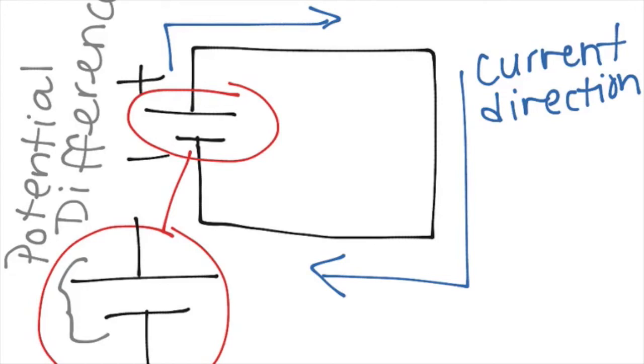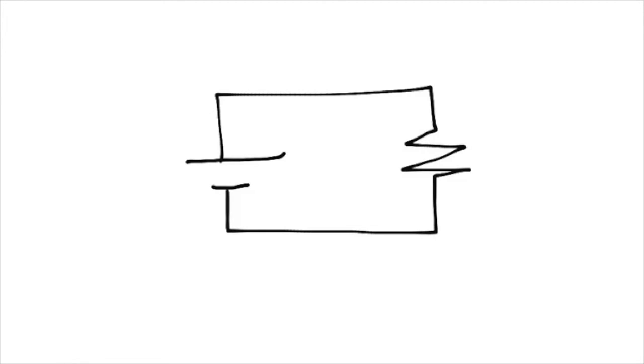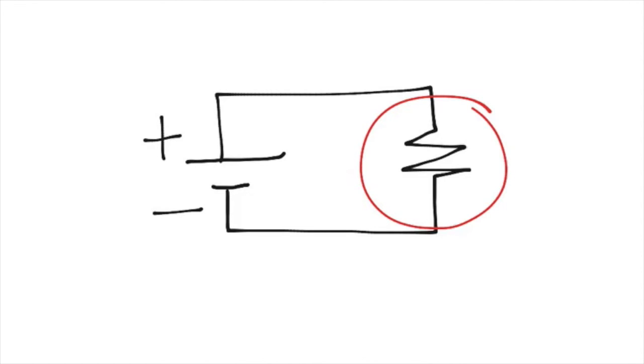Now that you've got a basic idea of what a circuit is and what the battery does, let's take a look at a slightly more complex circuit. Now I've drawn here a circuit that is mostly the same as the one you saw before. We've got our battery with its different terminals, but the difference is that we now have this.